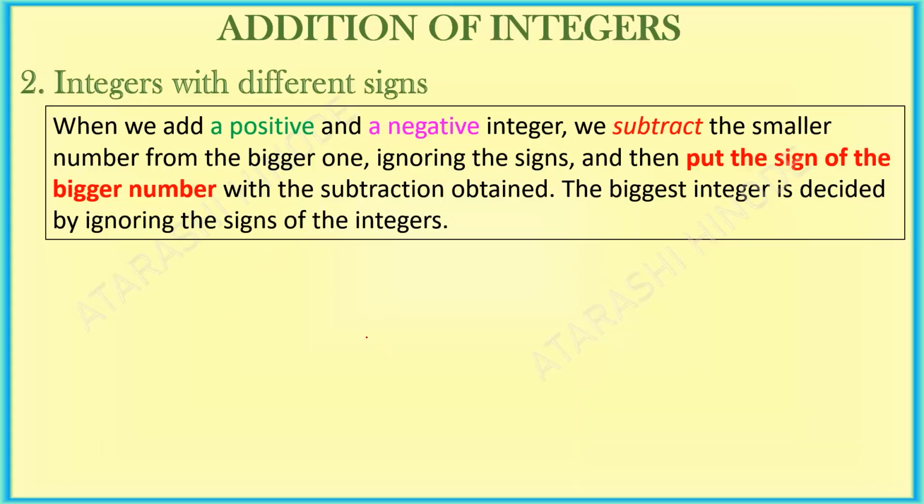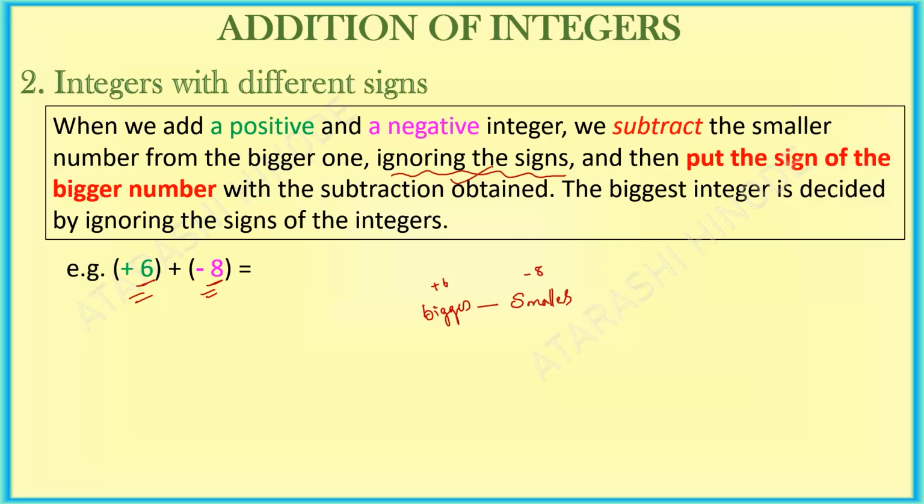I will explain this with the help of an example. If you want to add plus 6 and minus 8, here 6 is positive and 8 is negative. That is, both the numbers are having different signs. So, here we have to subtract the smaller number from the bigger one. Here, if we take these numbers with the signs, plus 6 is bigger and minus 8 is smaller. But here we have to decide the smaller and bigger numbers by ignoring the signs.